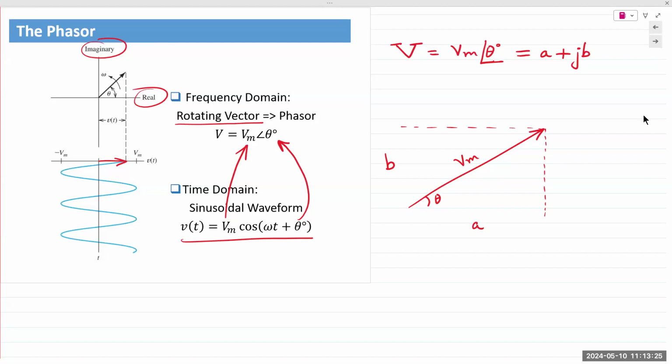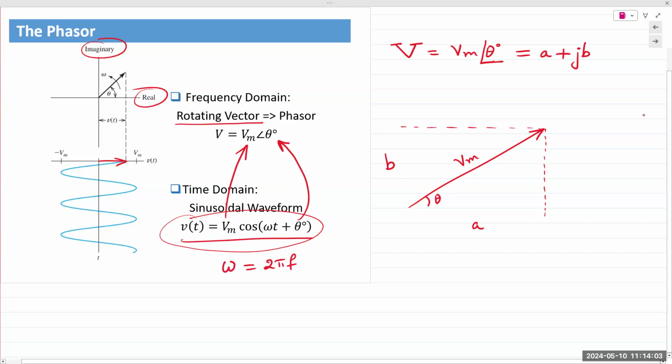So the phasor we looked at is a frequency domain representation of a time varying expression. We have v of t given by Vm cos of omega t plus theta. We can represent it as a rotating vector in the complex plane. The rotating vector is rotating counterclockwise with a speed of omega. Omega is 2 pi f, where f is the frequency in hertz.